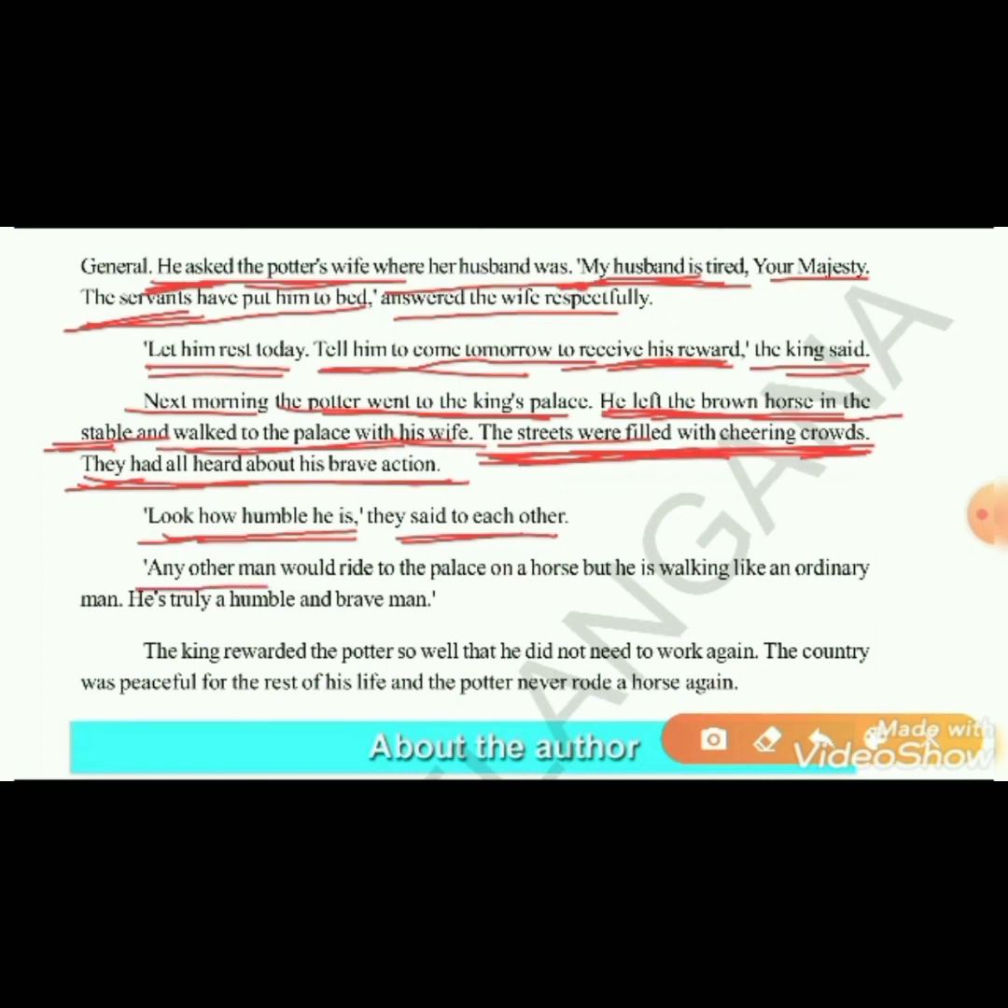He is so simple. Any other man would ride to the palace on the horse, but he is walking like an ordinary man. Usually, after winning, the general comes riding on his horse to the palace. But here is a man, though he is a general, walking to the palace. That shows how simple he is, how ordinary he is. Right? He is truly a humble and a brave man.